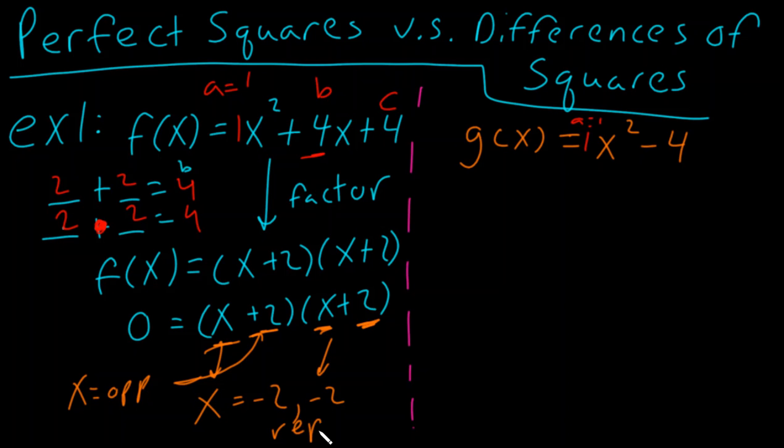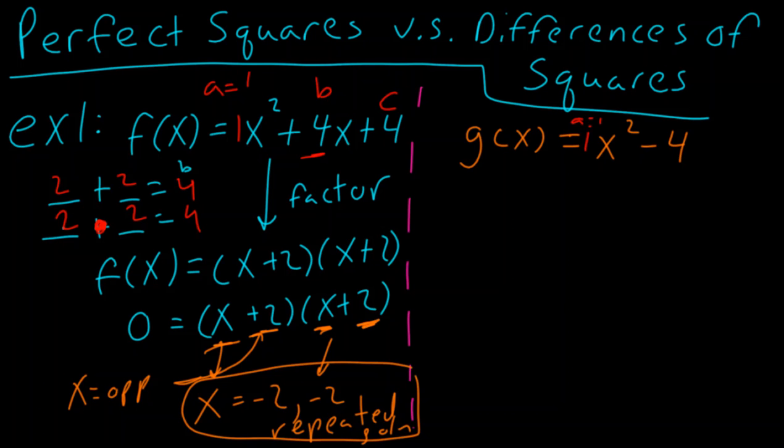And guys, we call this a repeated solution. And that is so key. I want y'all to know whenever we have a perfect square, we're dealing with a repeated solution. Okay, let's go ahead and take a look at our differences of squares.